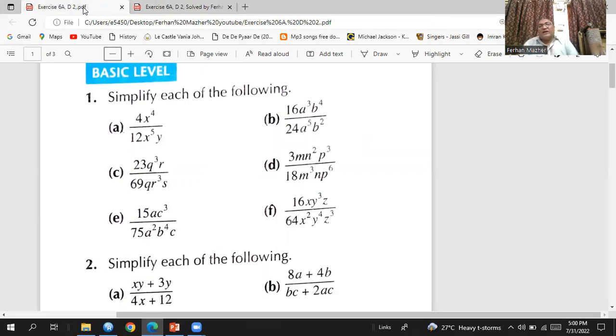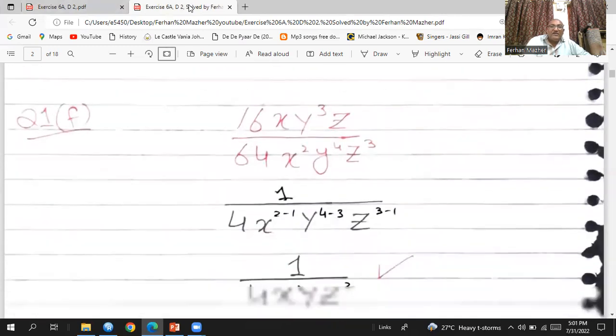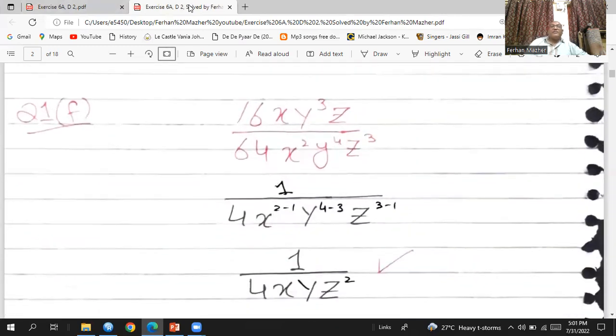Okay, so question number 1, F part, is 16xy cubed z divided by 64x squared y raised to power 4 and z cubed. So 16 and 64, they can be cancelled with the table of 16. And the rest of the things, I will show you how this is done. 16 ones are 16, 16 fours are 64.